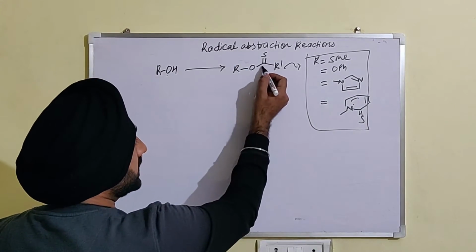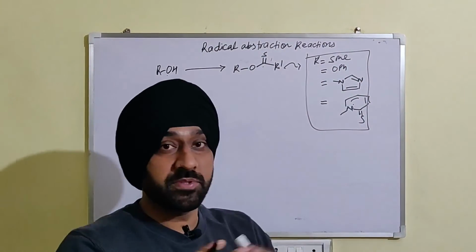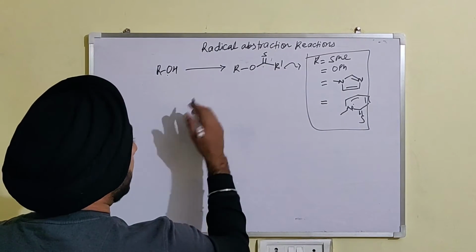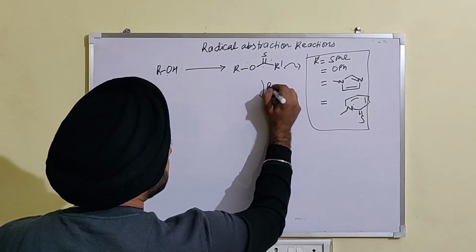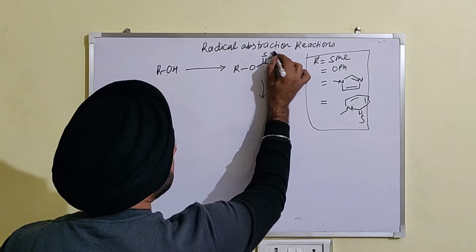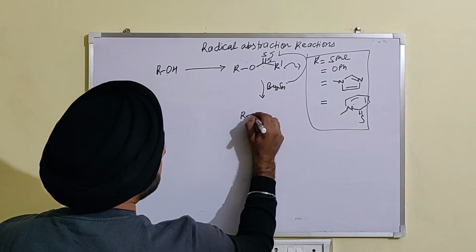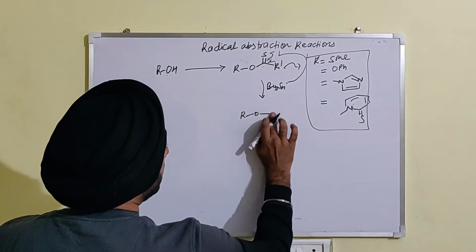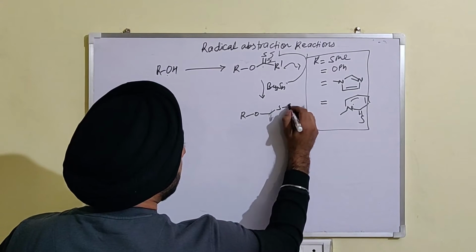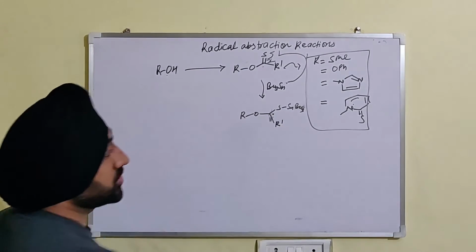Alcohols are first converted into these thiocarbonyl compounds, and then they are subjected to treatment with tributyl tin hydride. So what happens now? Try and see what happens. Suppose this reacts with tributyl tin hydride. The first step of the reaction is this. Once you generate this and this attacks, what you form is SnBu3 R dash. Okay, so this is what you have.